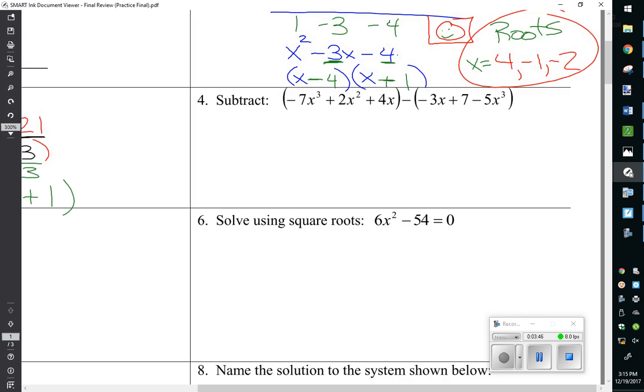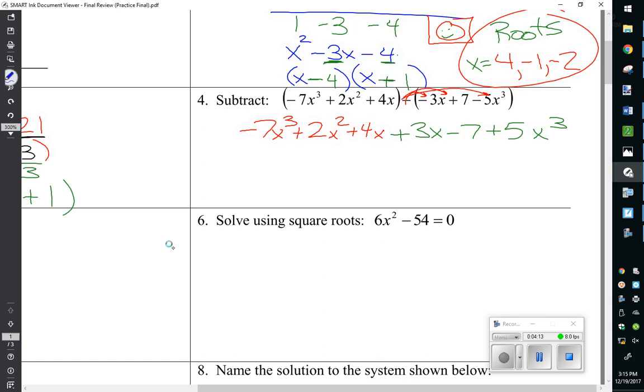Number 4, we're subtracting, and so this is a pretty easy concept. Really what you're doing is distributing that negative sign. Distribute that negative sign to each part. So over here, this stays the same. I've got a negative sign in front of those parentheses over there, so I'm really going to change all of those signs. So it becomes positive 3x, -7, and positive 5x cubed.